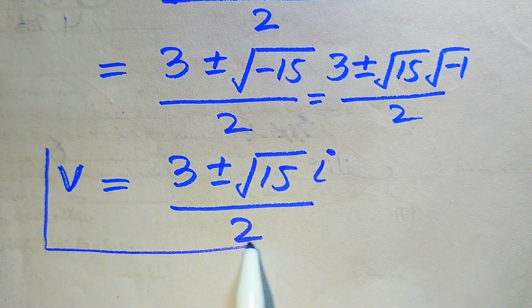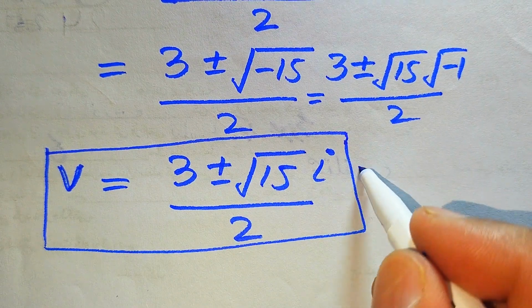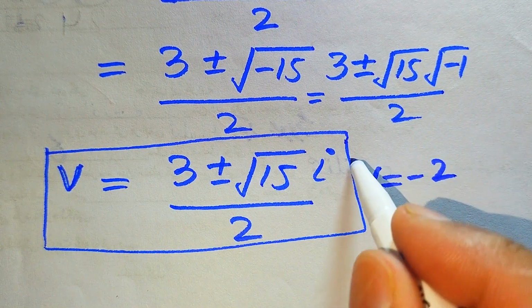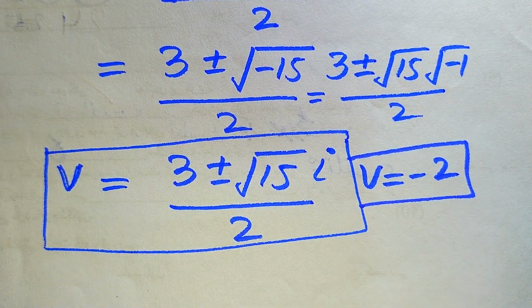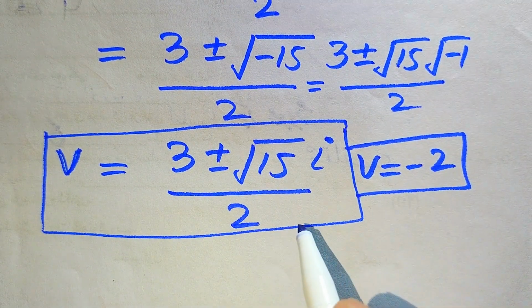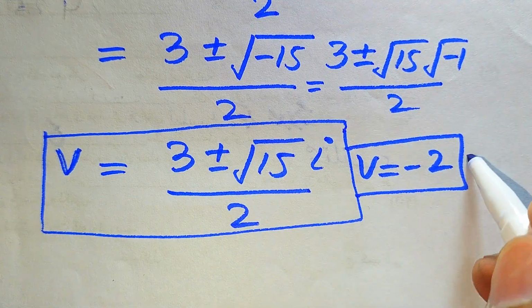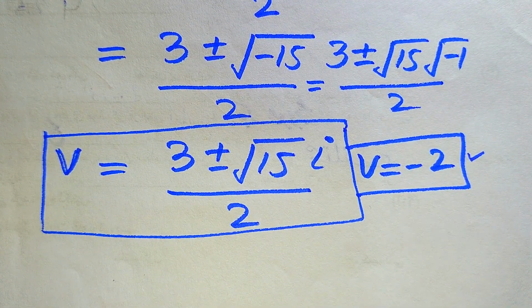So these are the other two complex roots of the given equation, and we have v equals minus 2 as the only real root of the given equation. So finally, there are three roots of the given equation, in which these two roots are complex roots, and this is the one real root, and this is our final answer.